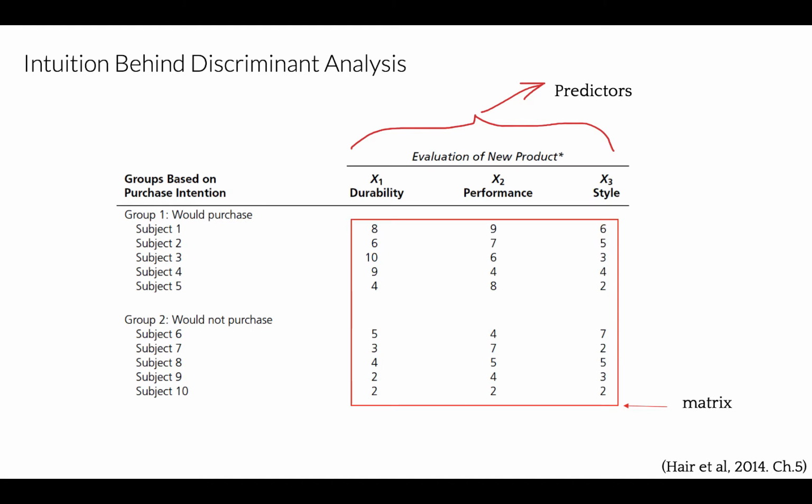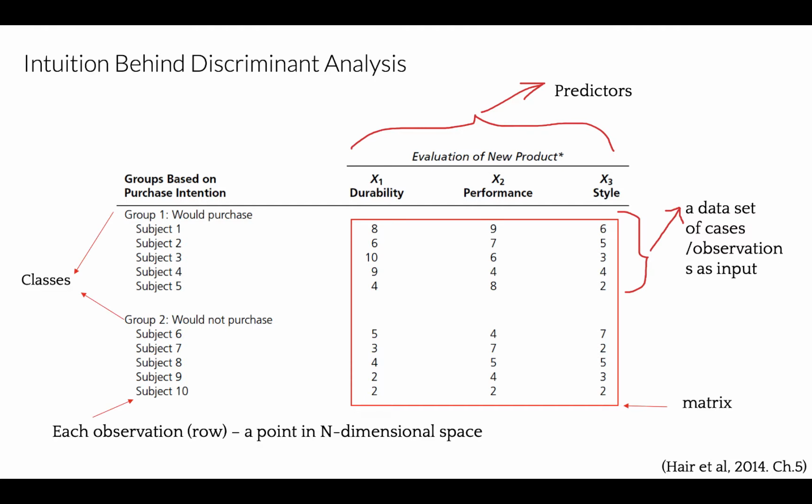Linear discriminant analysis takes a dataset of cases, also known as observations, as input. For each case, you'll need to have a categorical variable to define the class and several predictor variables, which must be numeric. We often visualize the input data as a matrix where each case is a row and each variable is a column. Think of each case as a point in n-dimensional space, where n is the number of predictor variables. So every point is labeled by its own category or class.